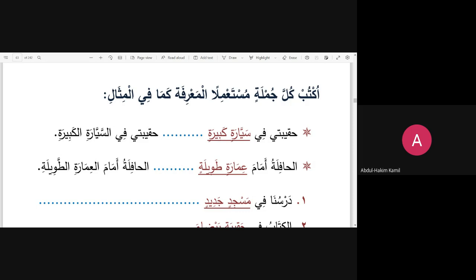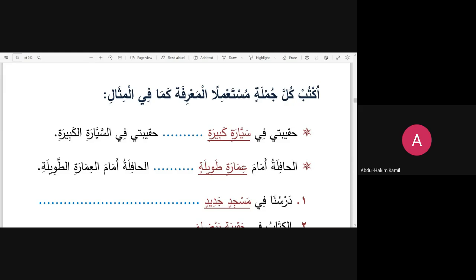الحافلة أمام عمارة طويلة. What does that mean? The bus in front of a tall building. الحافلة أمام العمارة الطويلة.